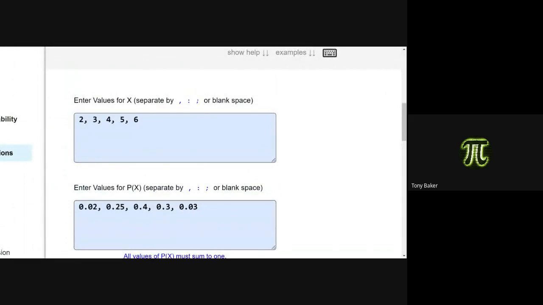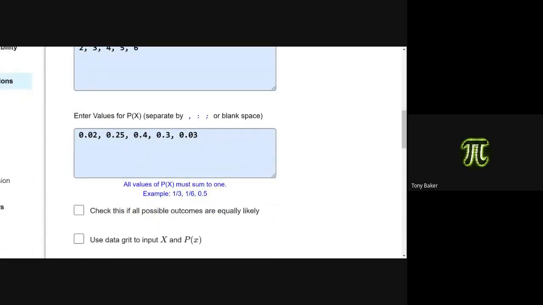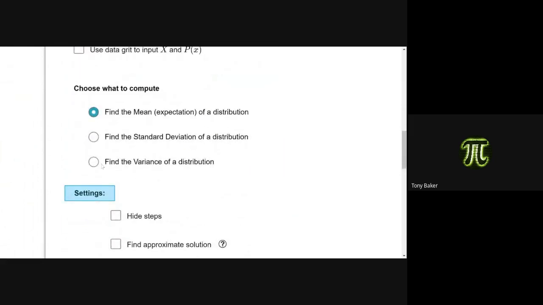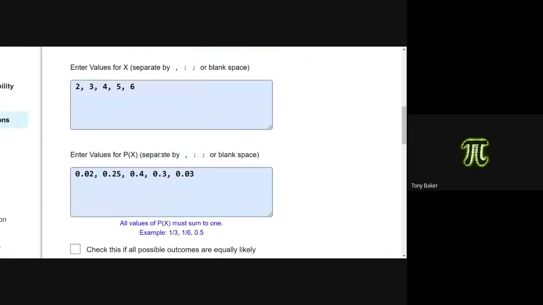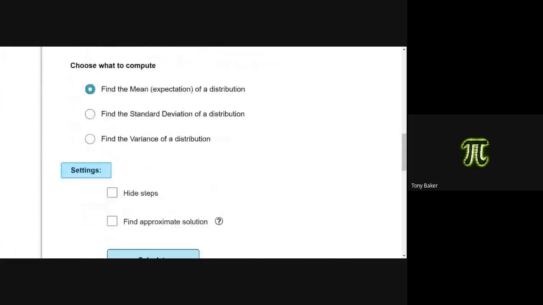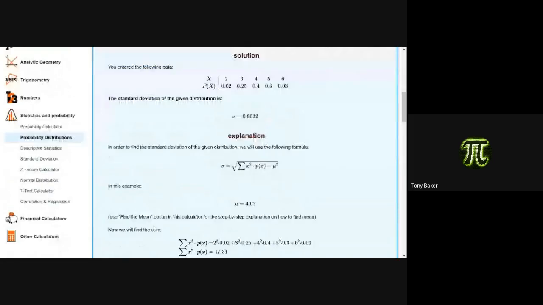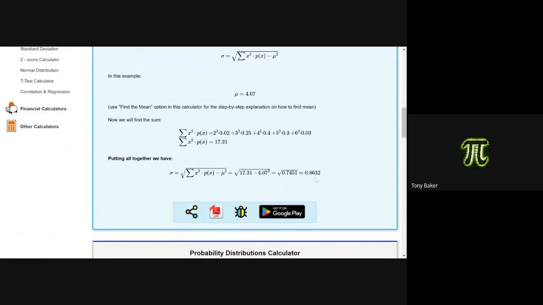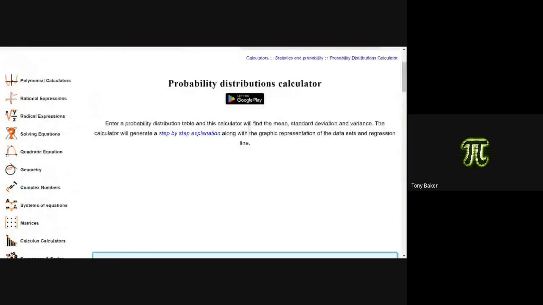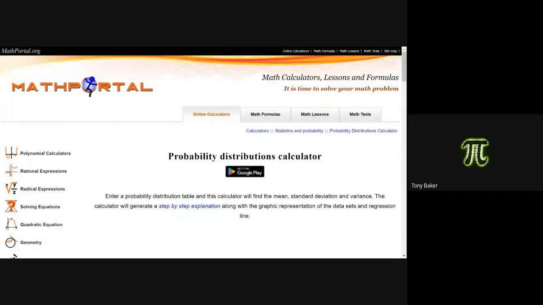So basically what you do is you take each of those, the X values, and you put them in the first list. You put the probabilities in the next list with commas, in the same order. So 2 goes to 0.02, 3 goes to 0.25, 4 goes to point. So they have to match up. And then let's say we want to find the standard deviation. So click standard deviation, and it finds the standard deviation for you. So that should save a ton of work on that section. You're welcome.